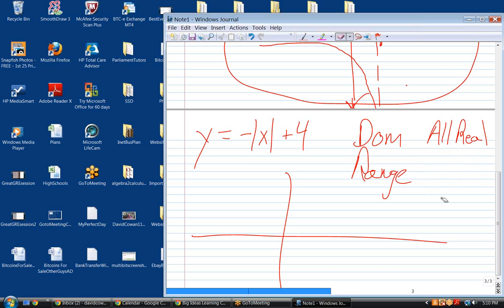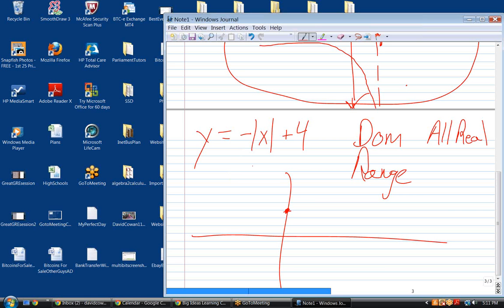Well, let's think about it here. Anything above negative 4? No. Well, any reals? Let's plug in some numbers just so I can demonstrate. When x is 0, what is y? 4. Okay, so there's a point on our curve. When x is 4, what is y? 8.